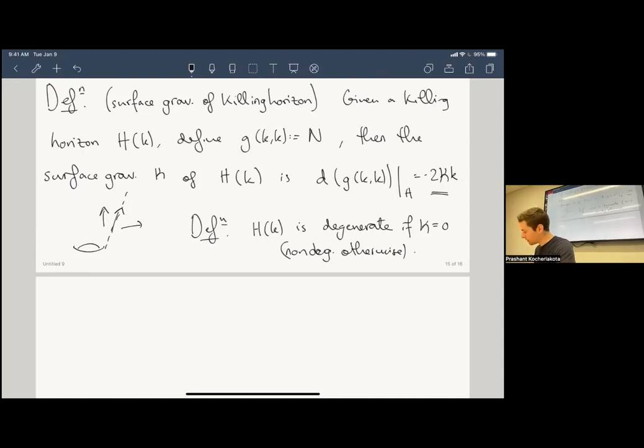We'll see why that's so important. Martin, I have another question. If you had a Killing surface, which is not a Killing horizon, just a surface where g(K,K) goes to 0, for example, could you then define a surface gravity of that Killing surface? It would not correspond to null geodesics or something, but is that a meaningful thing to do?